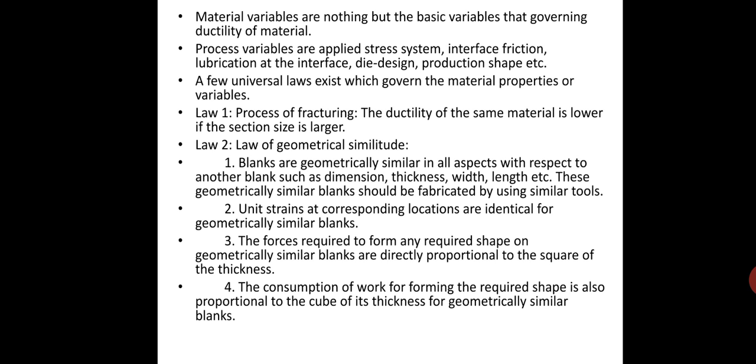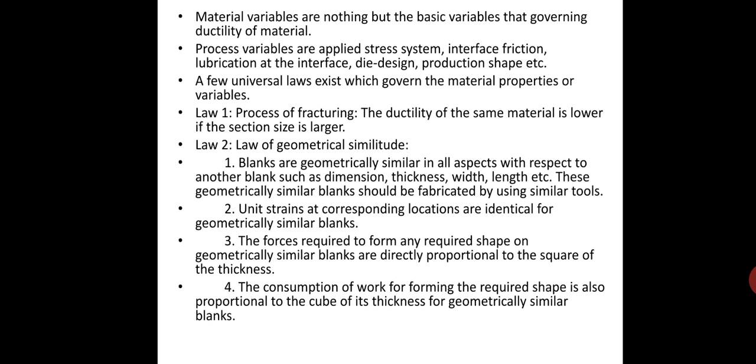The second law is the law of geometrical similitude. Blanks are geometrically similar in all aspects with respect to another blank, such as dimension, thickness, width, length, etc. Then these geometrically similar blanks should be fabricated using similar tools. And unit strains at corresponding locations are identical for geometrically similar blanks.